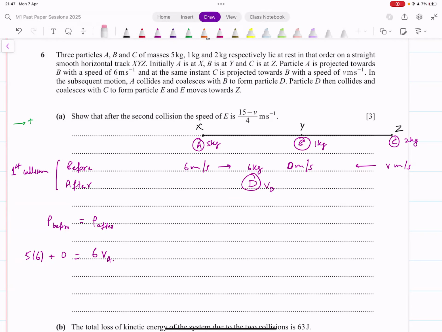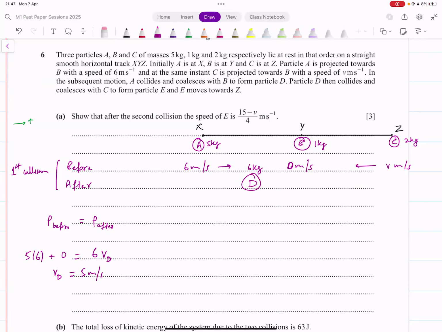So its speed can be represented as VD. Can we find VD from this? 30 over 6, that's 5. So the velocity of D after this collision is 5 meters per second. Make sense? D moves at 5 meters per second to the right. What happens after this is that D is moving towards the right, C is moving towards the left, and now D and C collide to form E. So now we're talking about the second collision.